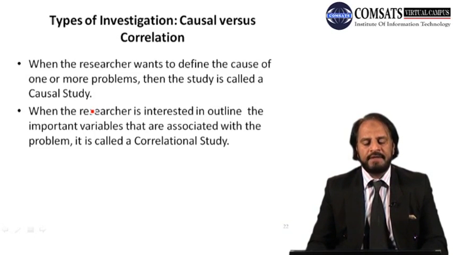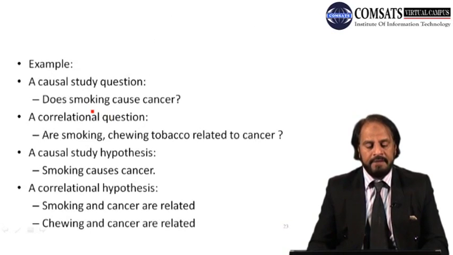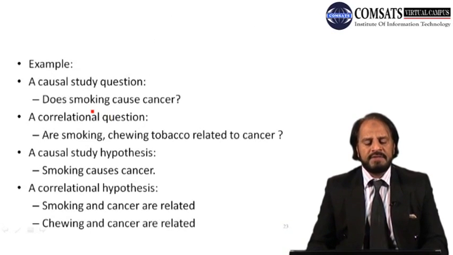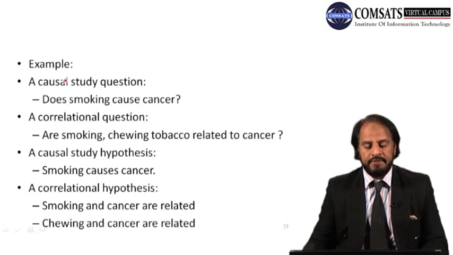When the researcher wants to define the cause of one or more problems, then the study is called causal. If you're trying to find out the cause of a problem specifically, categorically, then we say it's a causal study. And when the researcher is interested in outlining the important variables that are associated with the problem, then we say it's a correlation study. Elaborating, a causal study question could be, does smoking cause cancer? A correlation question could be, are smoking and chewing tobacco related to cancer?